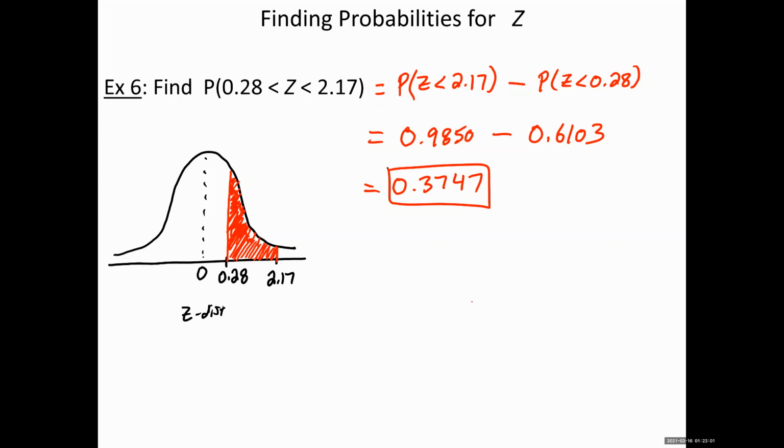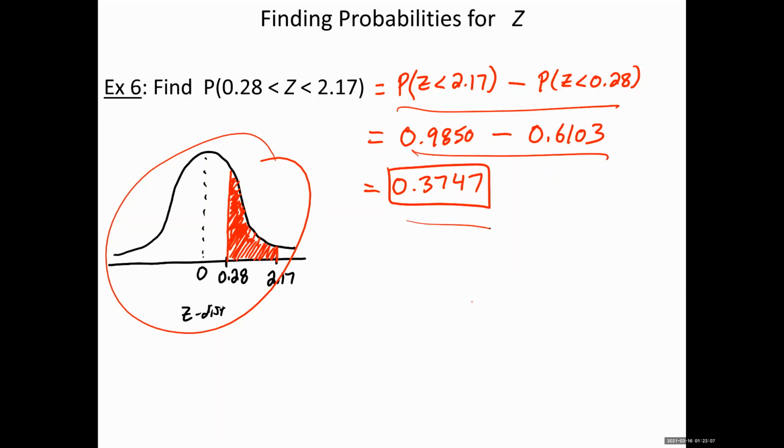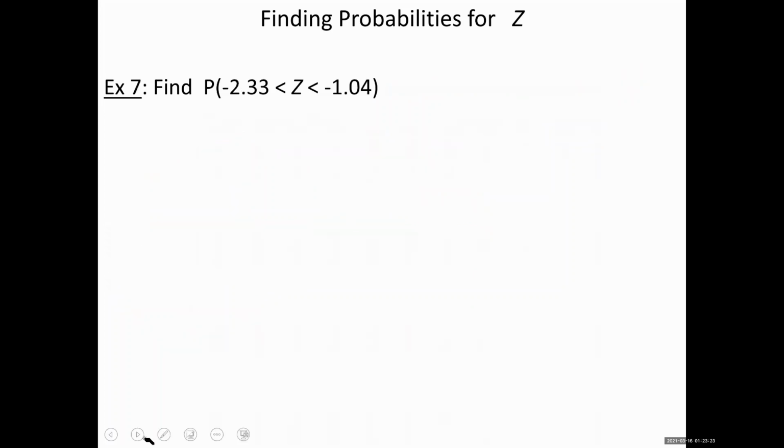And that's exactly the work I want to see. Okay, so picture, formula, look up each number, and then subtract them. We'll do one more like this. Any questions on example 6? All right, let's go to example 7.